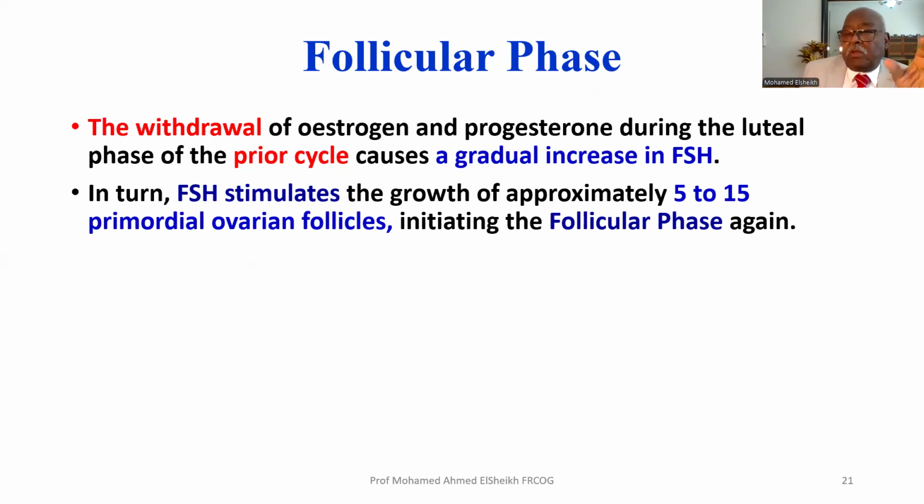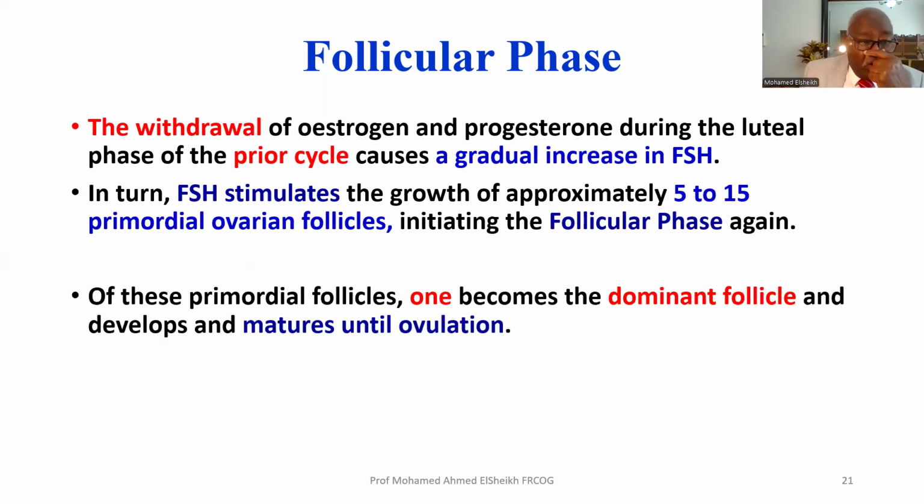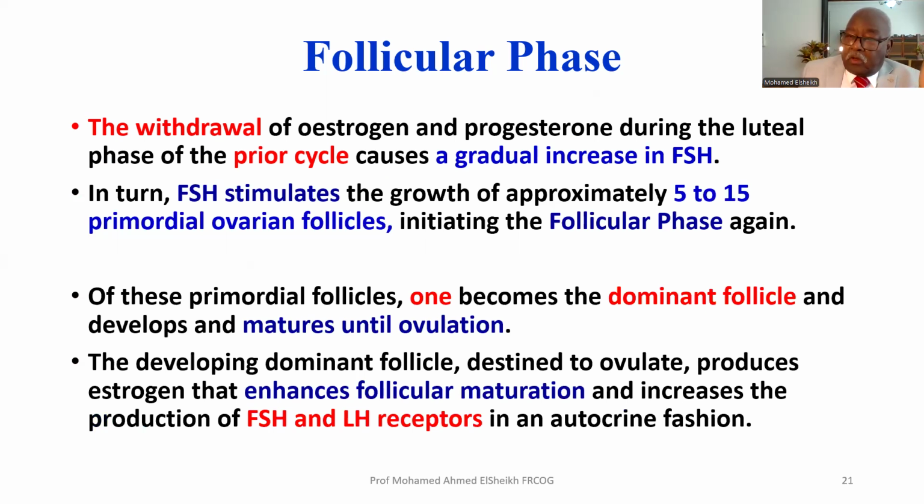When it acts initially, approximately 5 to 15 primordial follicles will start to grow, initiating the follicular phase in the ovary. What happens then? Of these primordial follicles, only one becomes the dominant follicle and develops and matures until ovulation. The rest will become atretic, only one, but in a rare situation, where non-identical twins occur, two follicles could develop.